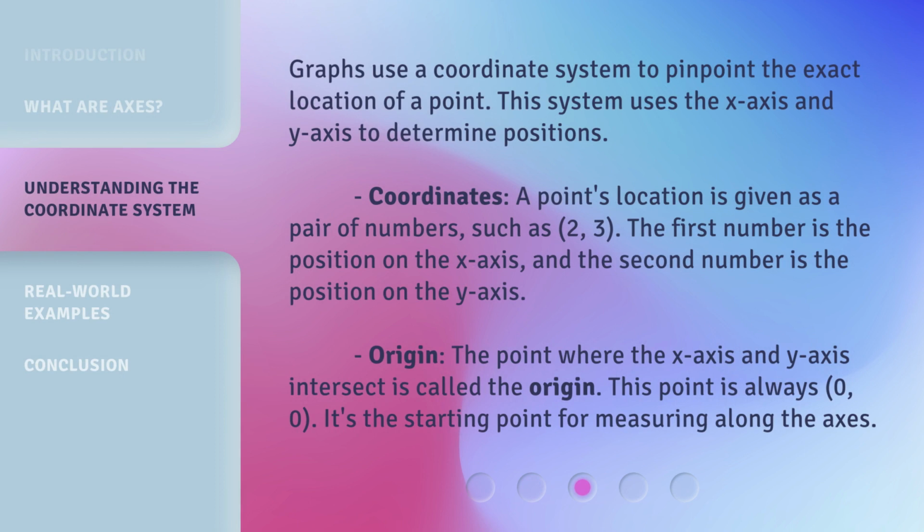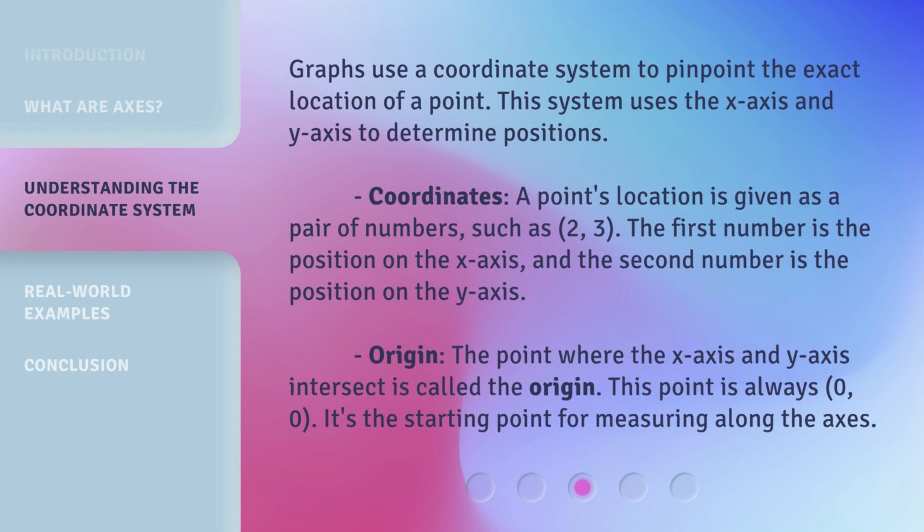Graphs use a coordinate system to pinpoint the exact location of a point. This system uses the x-axis and y-axis to determine positions. Coordinates. A point's location is given as a pair of numbers, such as (2, 3). The first number is the position on the x-axis, and the second number is the position on the y-axis.